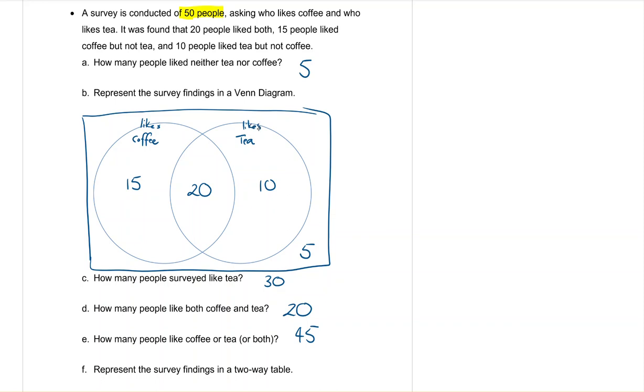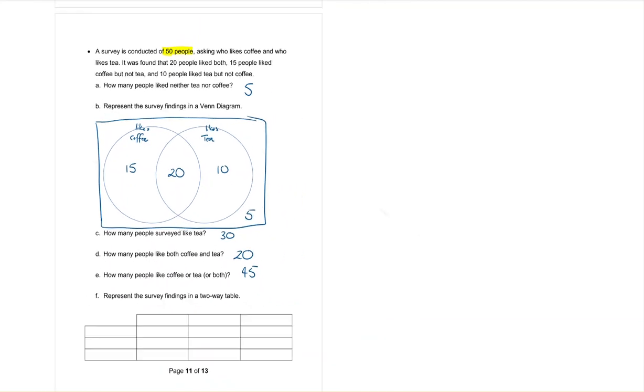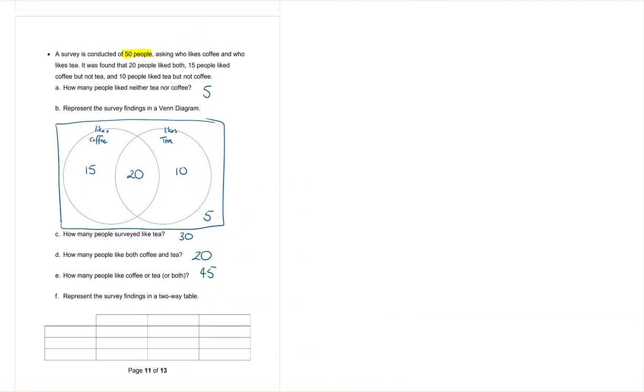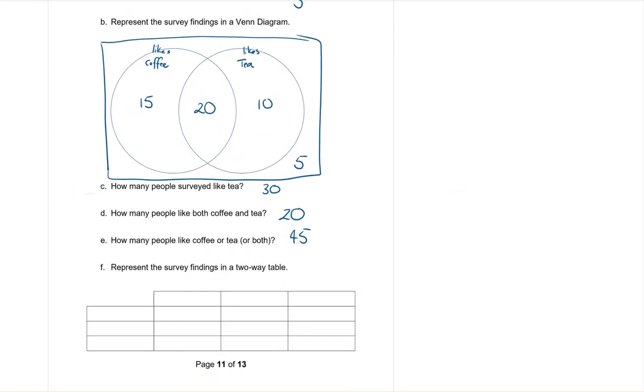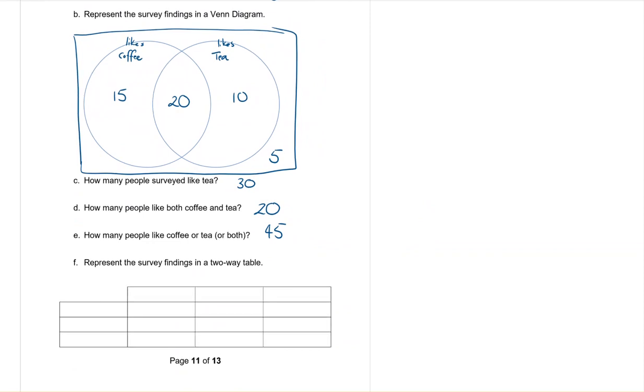Sure. Okay, part F. Represent, we're going in reverse of what we did last time. We want to represent what's in that Venn diagram. We want to put it into a two-way table. So, what are my headings going to be? Remember, we have tea and coffee. Yeah, Jai? On the top, like tea and don't like tea. Well, I did the other way around. But sure, it doesn't actually matter which one you put first.